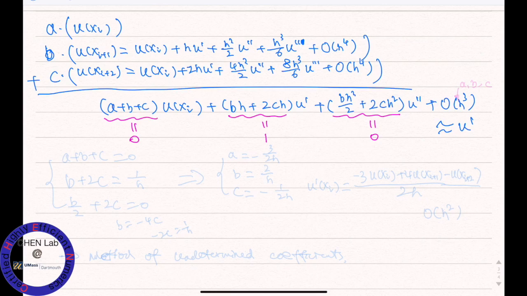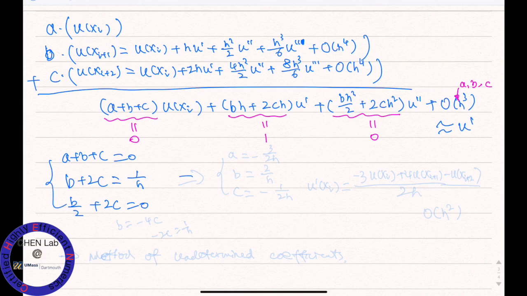Of course, we have A, B, C. If A, B, C have 1 over h in them, then it's not really order h cubed, because the A, B, C are in it. So this means that we got a system of 3 equations. A plus B plus C is equal to 0. B plus 2C is equal to 1 over h. B over 2 plus 2C is equal to 0.